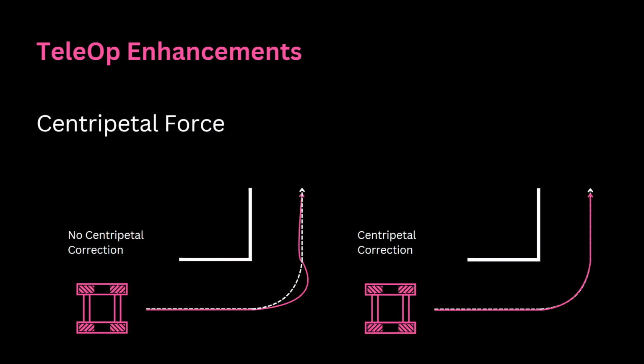The centripetal force correction is calculated using your same localizer from Autonomous to approximate a first and a second derivative based off of your previous positions. Then, with a modified version of the curvature formula, we're able to calculate the proper correction to allow your robot to take corners smoothly and quickly.